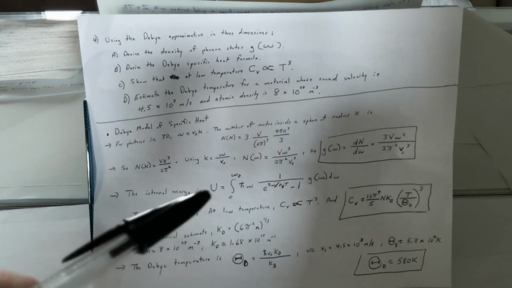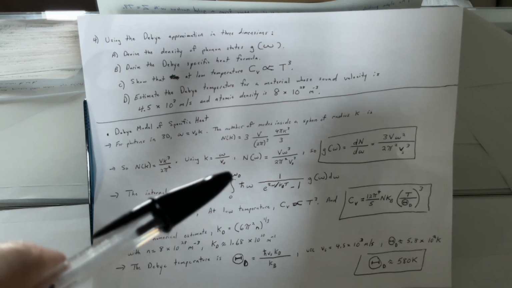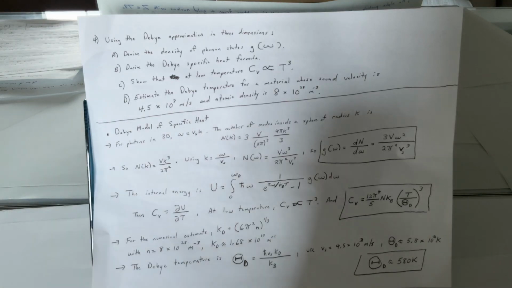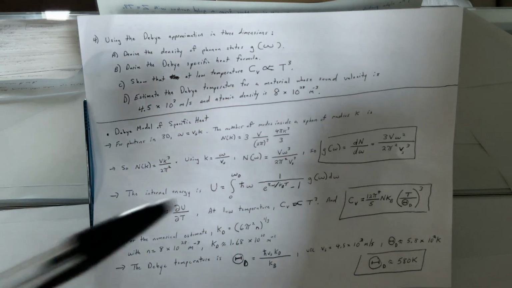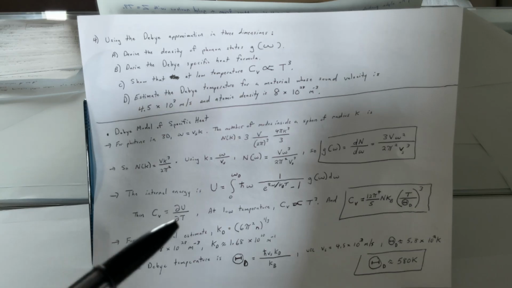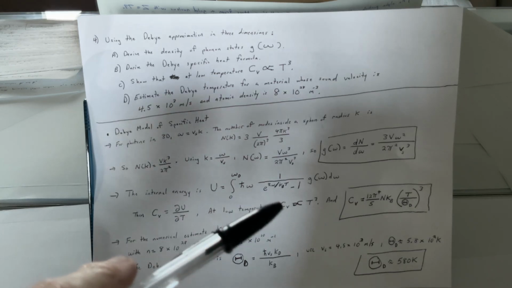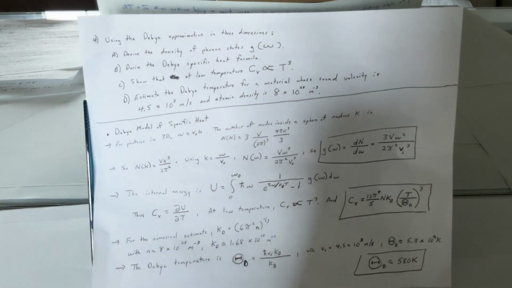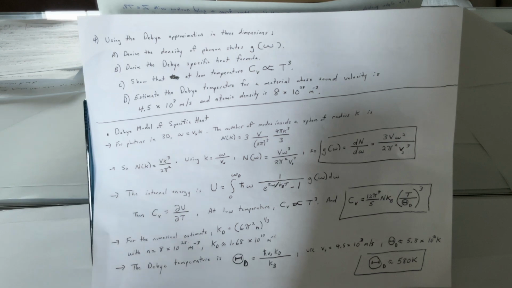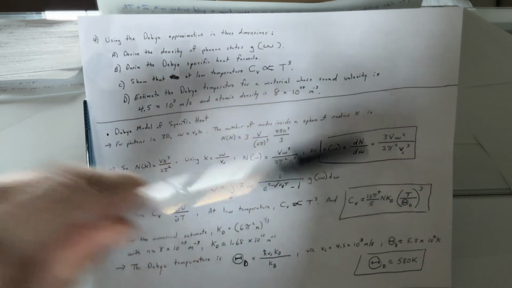The internal energy is going to be this integral, U equals the integral from 0 to omega naught of h bar omega times the quantity 1 over e to the h bar omega over k sub B T minus 1, times g of omega d omega. Then our C sub V is the partial du dT. At low temperature C sub V is proportional to T cubed, and we get this for C sub V: 12 pi to the fourth over 5 times n k sub B times T over theta sub D cubed. That being our Debye temperature. Okay.